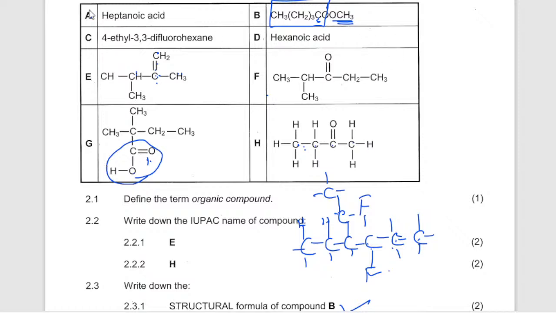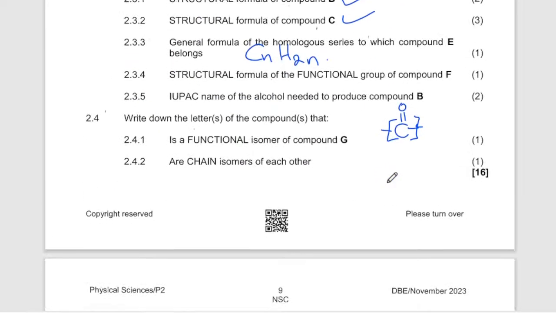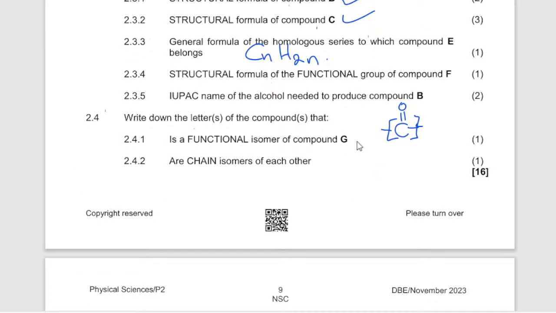So the only ester we have here is this. But we have to find out if they have the same number. 1, 2, 3, 4, 5, 6. So we come here and we count 1, 2, 3, 4, 5, 6. So automatically B and G are functional isomers. What did they say? The answer here becomes B because they are looking for the functional isomer of G.